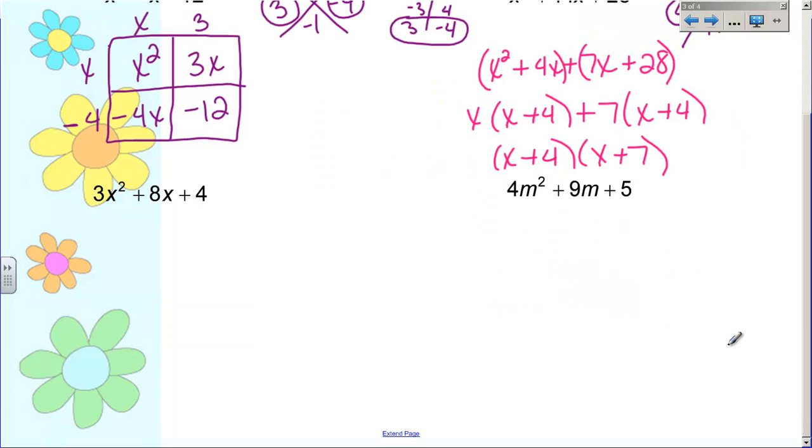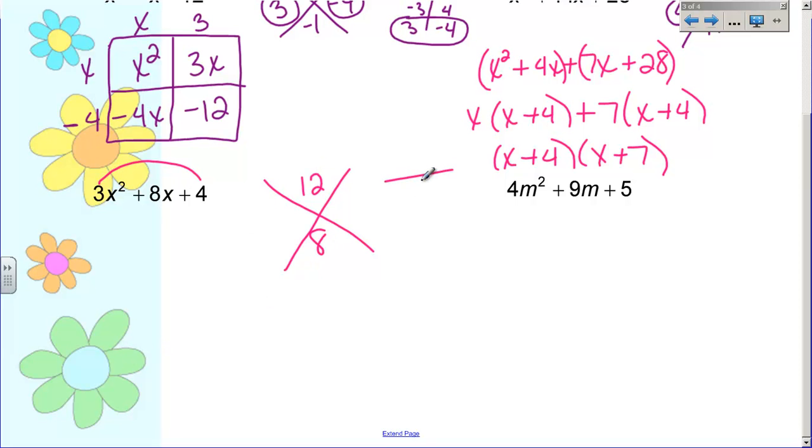So now let's do one that has a leading coefficient, because now when there's a number in front of the x squared, things change. I'm still going to start with the x, but now instead of the last number going right here, I have to multiply the first number times the last number. So 3 times 4 gives me 12. And then the middle number still goes down here.